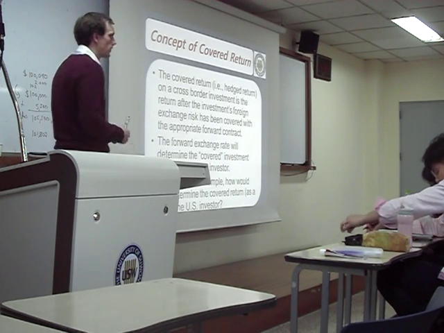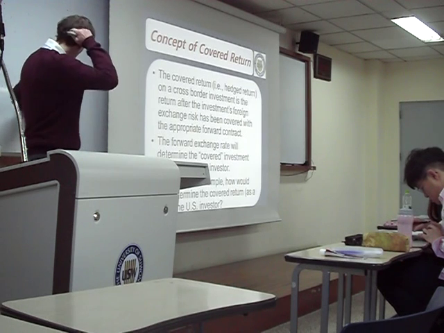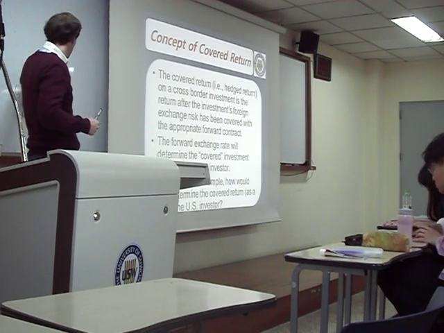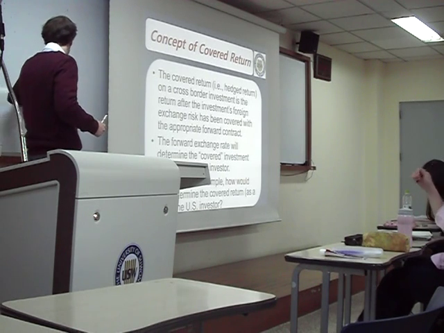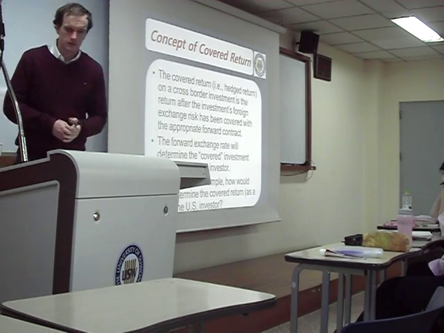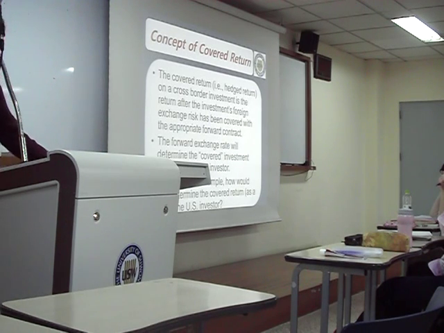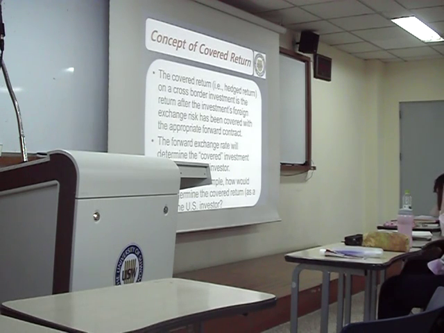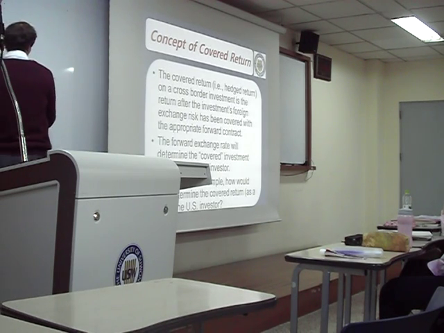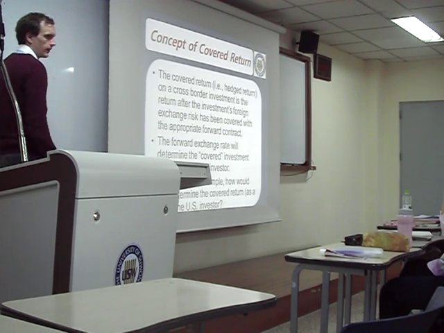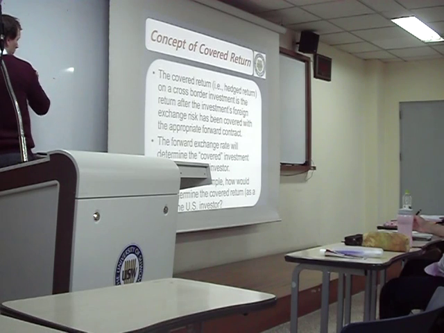A covered return on a cross-border investment is the return after the foreign investment's foreign exchange risk has been covered with the appropriate forward contract. So the forward exchange rate will determine the covered investment return for the US investment. So in the previous example, what do you think would be a percentage return to the US investor? What percent do you think they made? They had 100,090, and now they have 101,870. What's the percentage return?